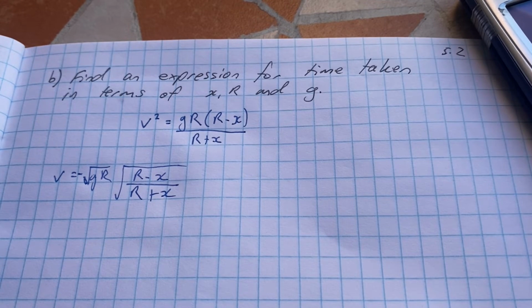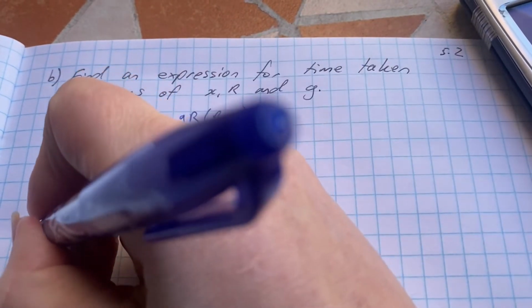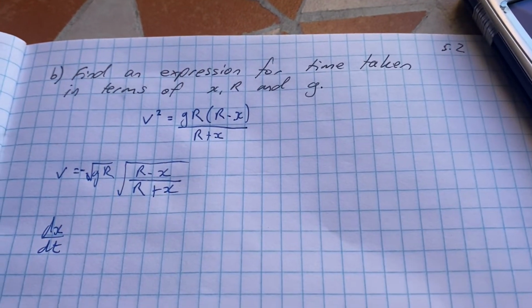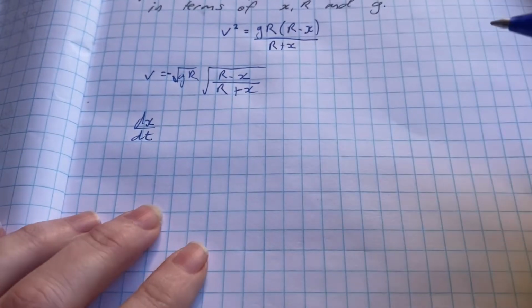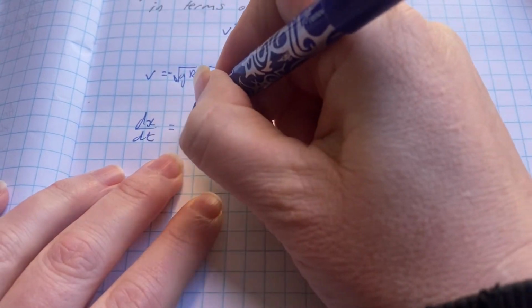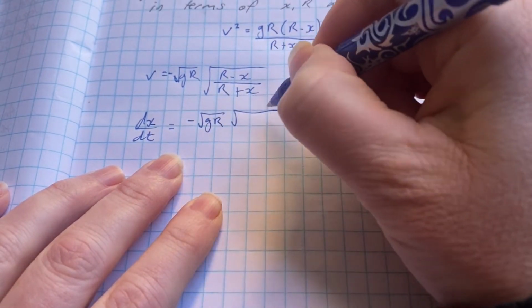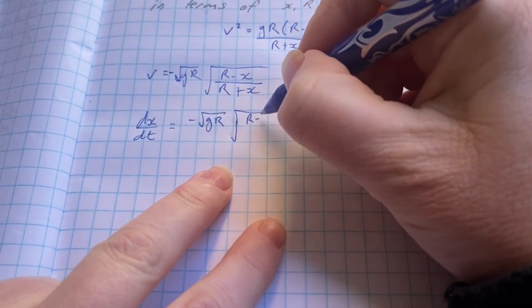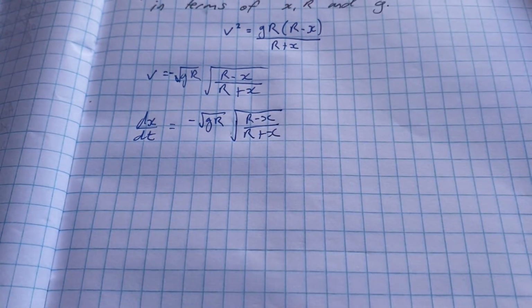Now we're trying to find t, so we do need to be integrating here. V is the same as dx dt. We do want that in terms of t. So we are going to have to use, we could either flip it or we could do separation of variables. I'll just write out what we've got at the moment. So that's times the square root of (r minus x) over (r plus x).